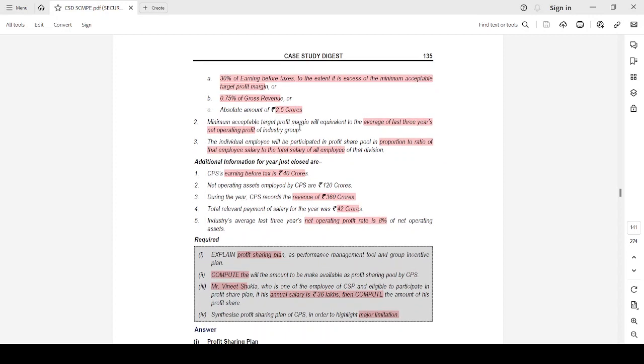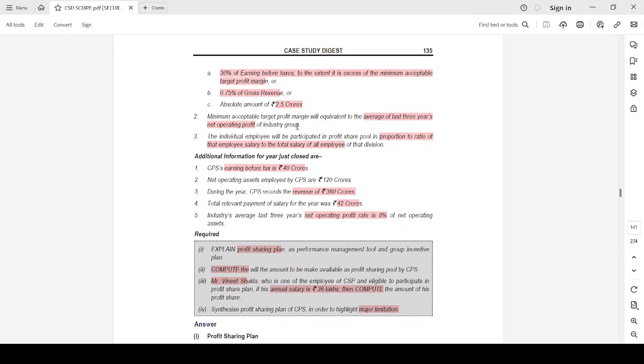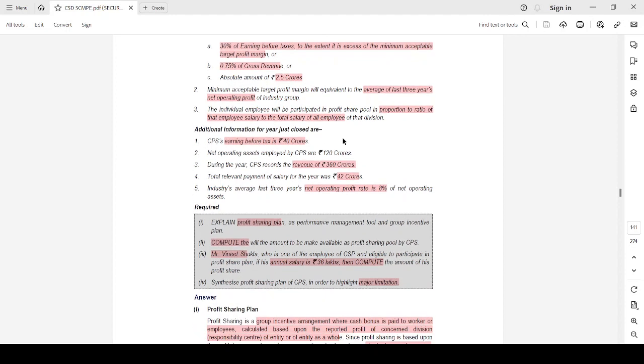What is the minimum acceptable target profit margin? It will be equivalent to the average of the last 3 years net profit of the industry group. And an individual will get a percentage of his salary to the total salary of the company. Now see, CPS earning before tax is 40 crores. For the first one we will use this, but not entirely, something. 40 crores into 30% minus something we will do. Net operating asset is 120. We will think why they have given this information, so continue reading.